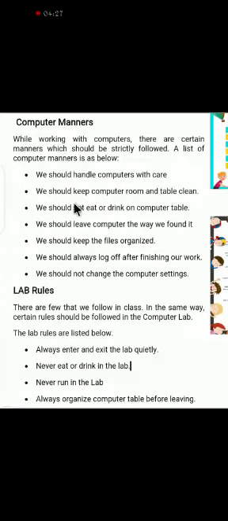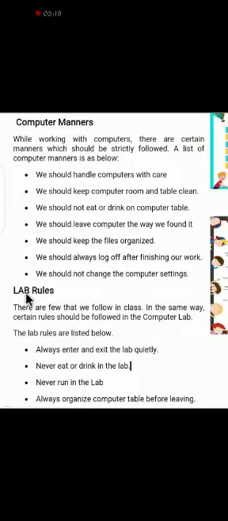So these are computer manners which we have to follow. First of all, we should handle computer with care. Second one is, we should keep the computer table and room clean. Third one is, we should not eat or drink on computer table. It is not allowed to eat or drink in computer lab or on computer table. We should leave the computer the way we found it. We should keep the files organized. We should keep our files properly. And we should shut down the computer after finishing our work. And we should not change the computer settings.